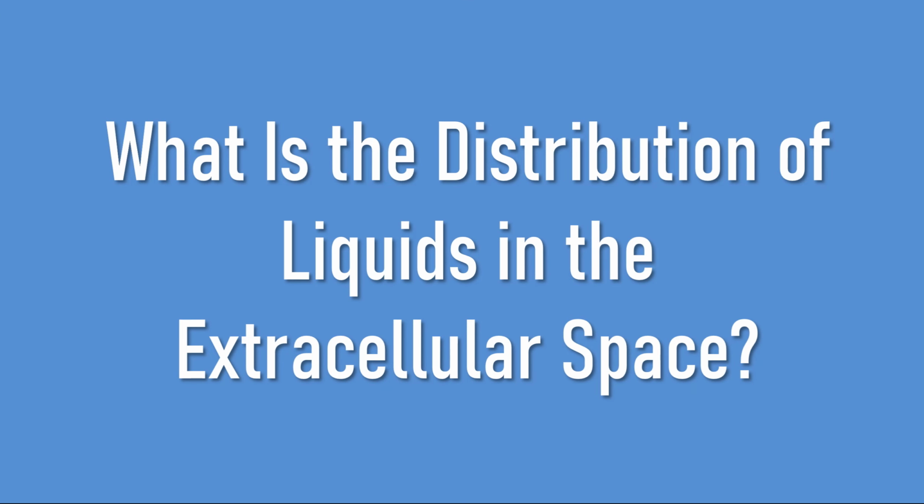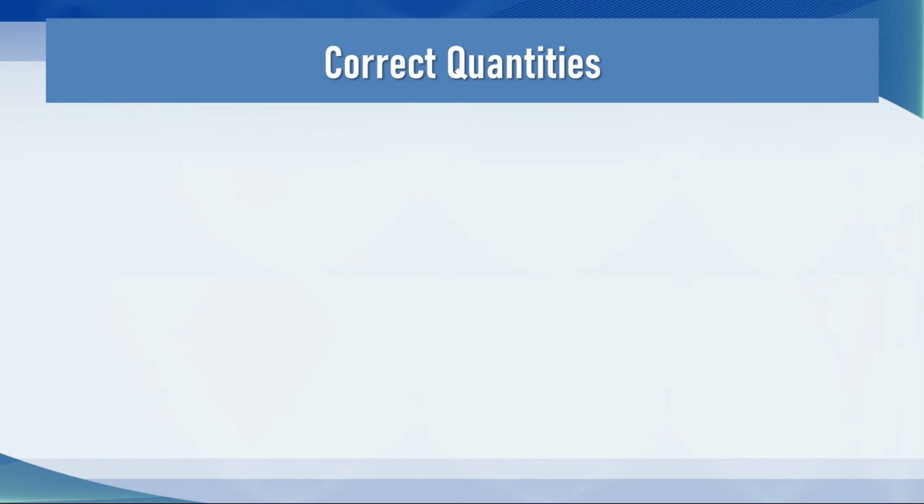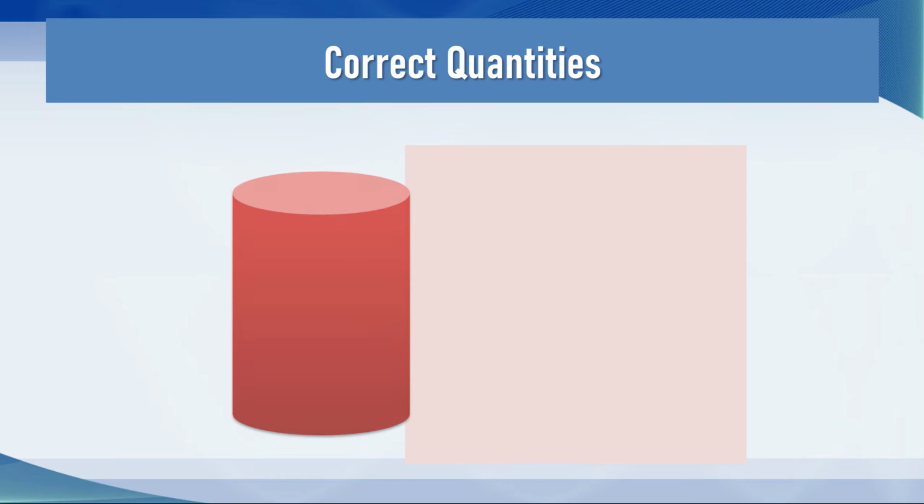I want to carefully explain what I mean by extracellular fluid and the distribution of liquids in the extracellular space so that everything that follows in these tutorials is clear. Most doctors misunderstand this. Roughly 2/3 of body weight is made up of water. 2/3 of that water is in the intracellular space and 1/3 is in the extracellular space. The extracellular space is divided into two compartments, the interstitial space and the intravascular space.